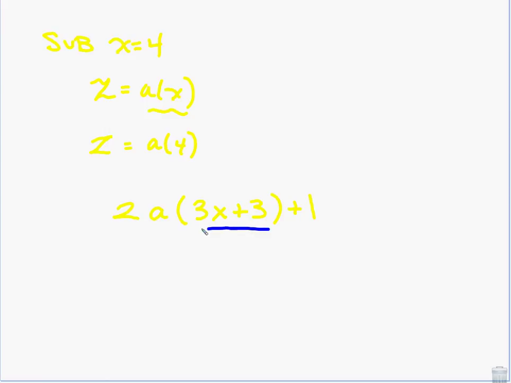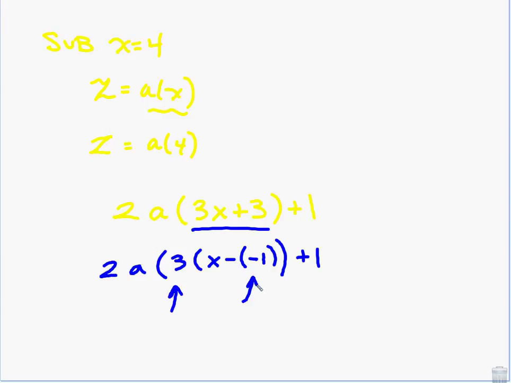Well, because there's no parentheses in here, I'm in simplified form. So I can take 2a(3(x minus a negative 1)) plus 1. And now I'm in standard form, right? I factored out the 3. And so here I'm going to BCAD this thing, right? So I'm going to compress, I'm going to shift, I'm going to expand, and I'm going to shift, okay? And I will let you tackle the graph of that thing.